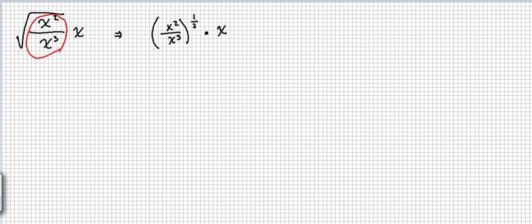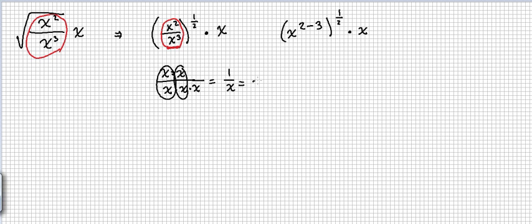So what we're going to do is solve this little area first. We remember from our exponent rules that this will be x to the 2 minus 3, to the x to the 1/2 power times x. If we didn't remember that, you could go x times x over x times x times x, and then group these into ones. These go to ones, so we're left with 1 over x, which is equal to x to the negative first.